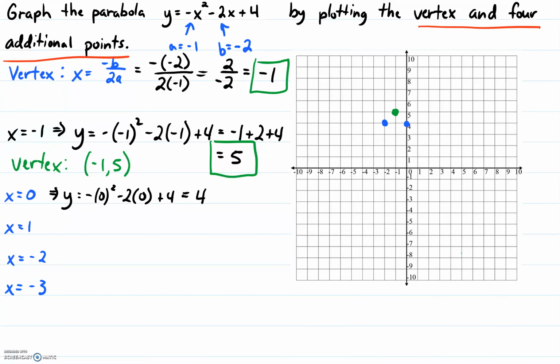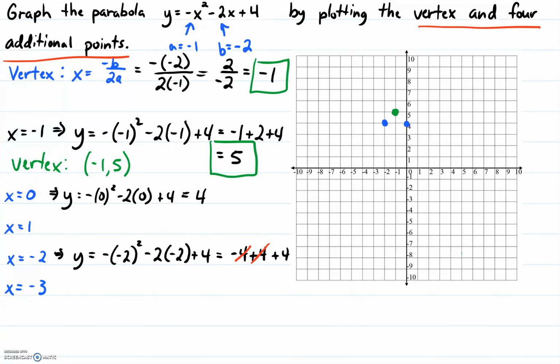So that would be for the x value of negative 2. If we plug that into the original equation, we get y is equal to negative parentheses negative 2 squared minus 2 times negative 2 plus 4. And you can see what happens. The negative 2 squared is going to give us positive 4, and then the negative out front makes it negative 4 again. Negative 2 times negative 2 gives you positive 4, and then the plus 4. And so the negative 4 and the positive 4 cancel out, leaving you with 4.